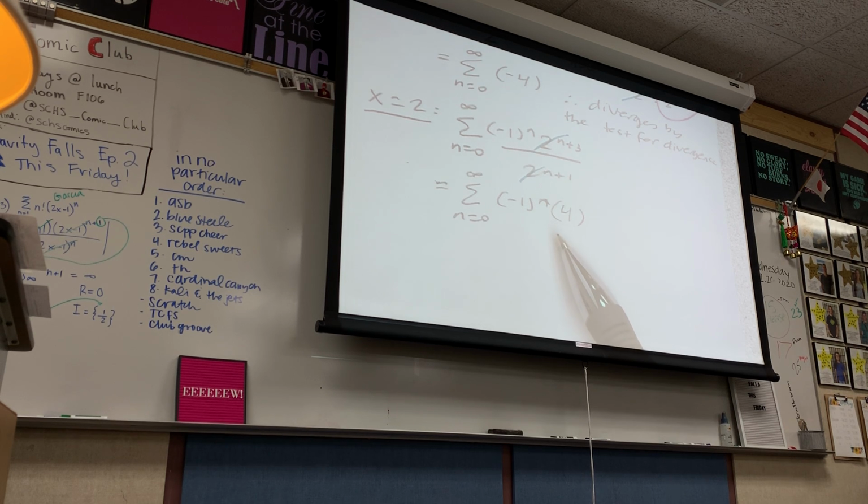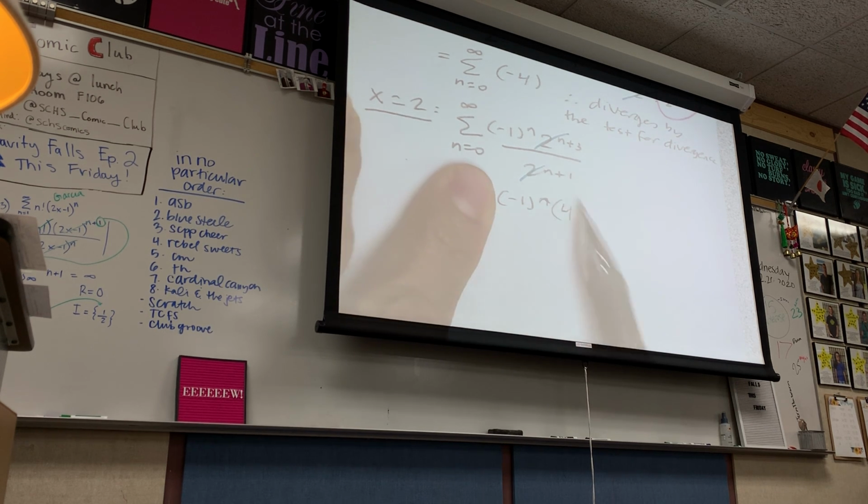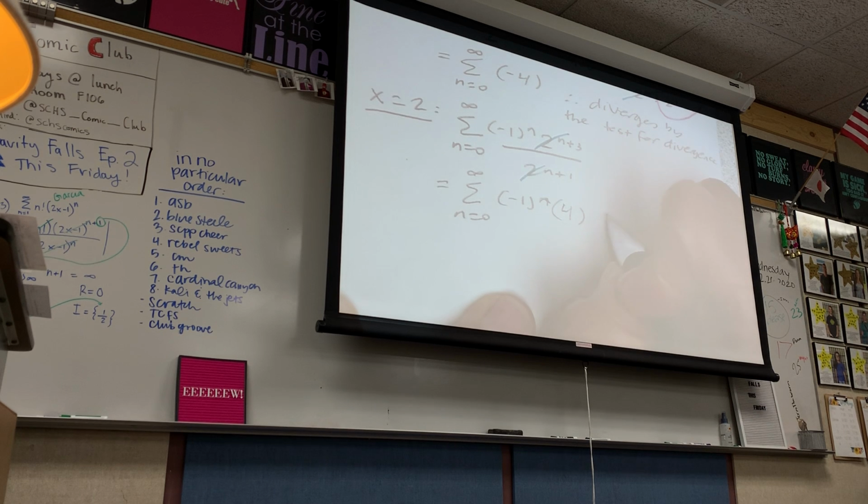So when the alternating series test doesn't work, you automatically use which test? Test for divergence. Everyone, the limit of this will oscillate from what to what? 4 to -4. Do we all agree that limit does not exist? Yes, therefore divergent also by the same reason.